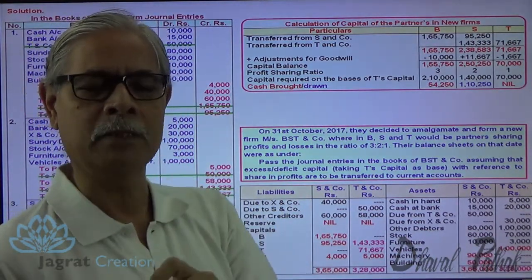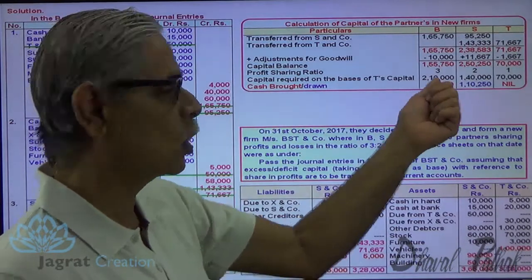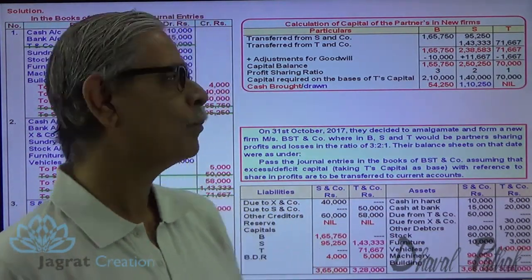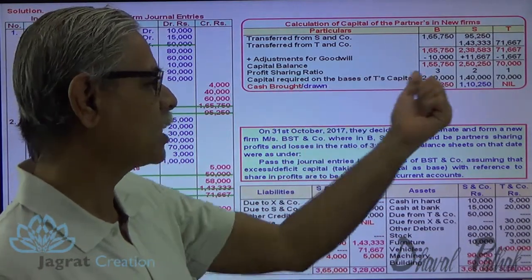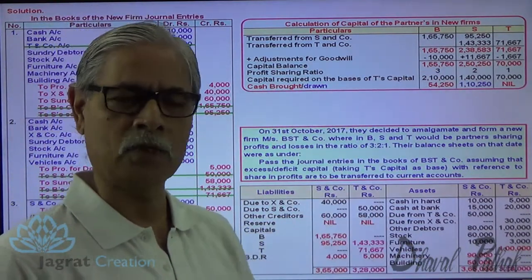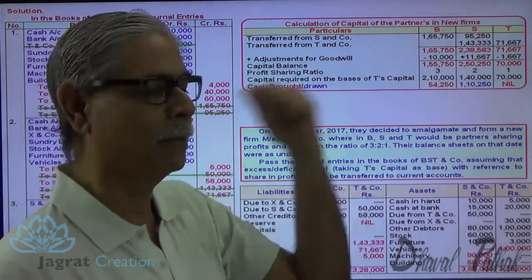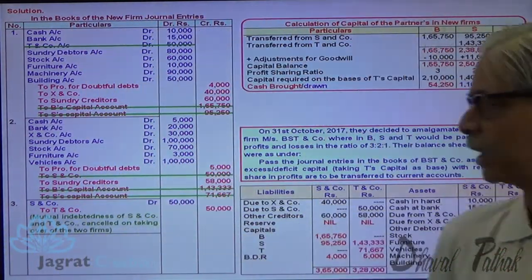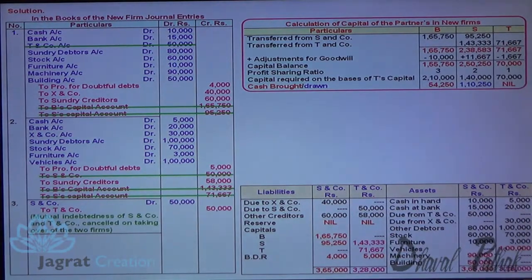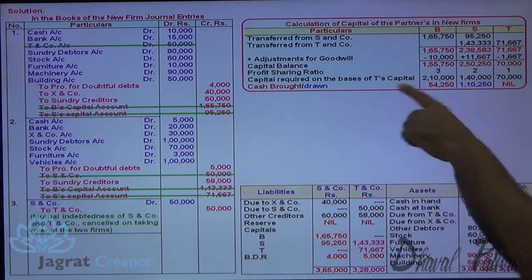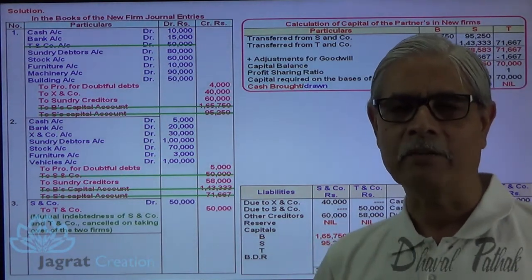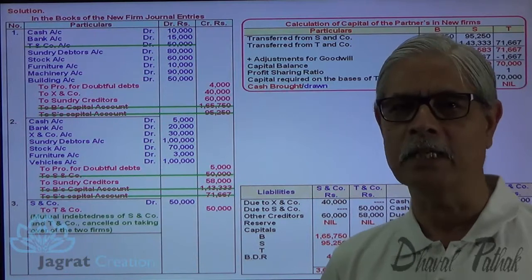Otherwise, in some sums, they will ask you to bring cash or withdraw cash to maintain the capital in the profit sharing ratio. So this may be cash brought or cash drawn, but in this sum it is not so. You are required to transfer this amount to the current account. So now let me write down the entry for transfer to current account. Now this cash brought and cash drawn is not actually cash brought and cash drawn, but it is the amount required to be transferred to current account as you are told in the sum.